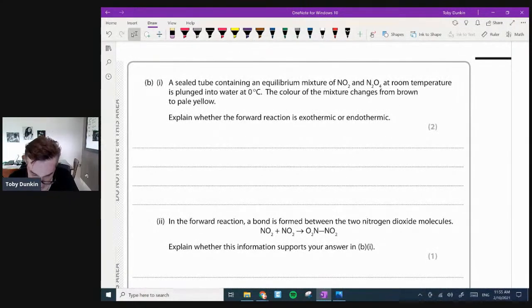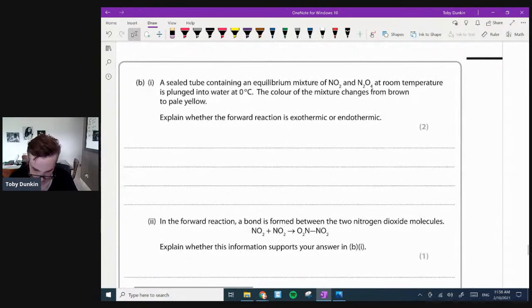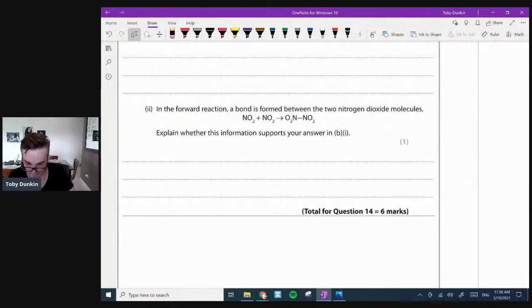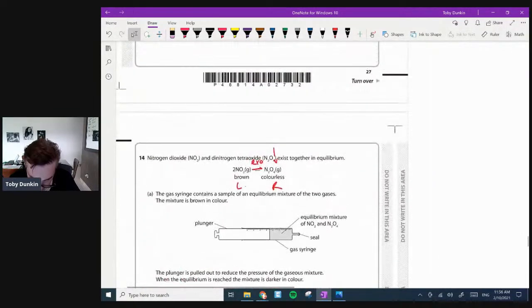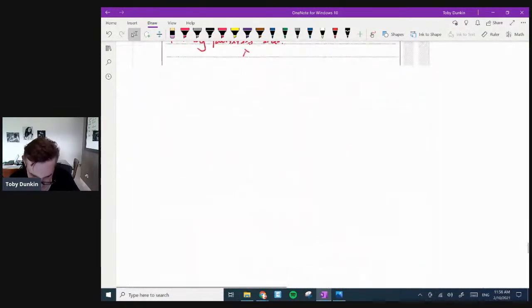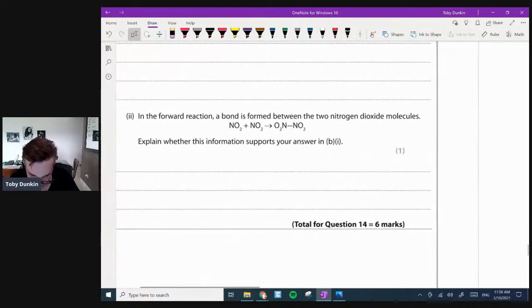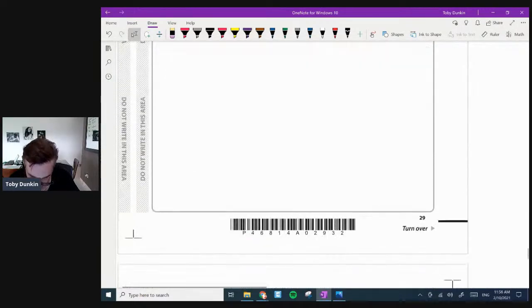I would explain that by saying COFs in reverse. Equilibrium has shifted left to right towards the colorless product. Oppose. Favor. It did this by favoring the exothermic reaction because we lowered the temperature. We're done. Next, in the forward reaction, a bond is formed between the nitrogen. Explain whether this information supports the answer in your question. Yes, so making bonds is exothermic, and that is exactly what's happening. We're making a bond between the two. So 1 mark for saying it supports, and saying why, because making bonds is exothermic.